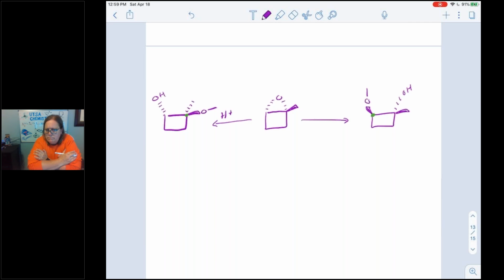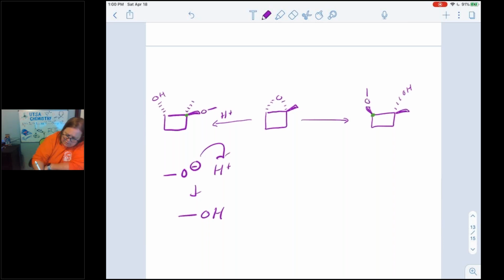No, water? Does water have a methyl? Say again? Methoxide? If I use methoxide in the presence of this acid, what's going to happen? I'm going to form that. Methanol. Whoever said methanol, you're correct. MeOH.